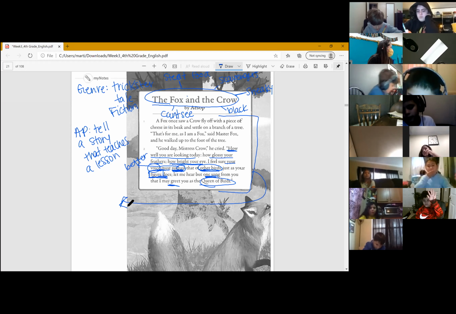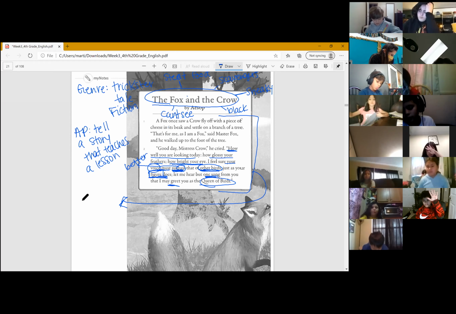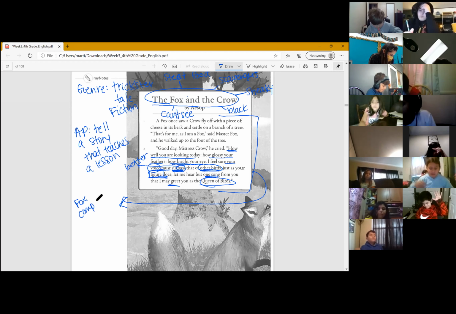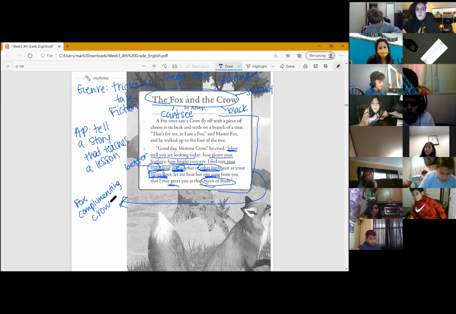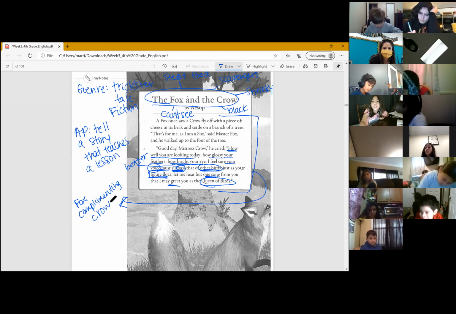He's complimenting her, yeah. So fox complimenting crow. Simple and quick, okay? Make sure you're writing. I think the fox is trying to trick her. He told her to sing, and she has cheese in her mouth. So if she sings, the cheese is going to drop.